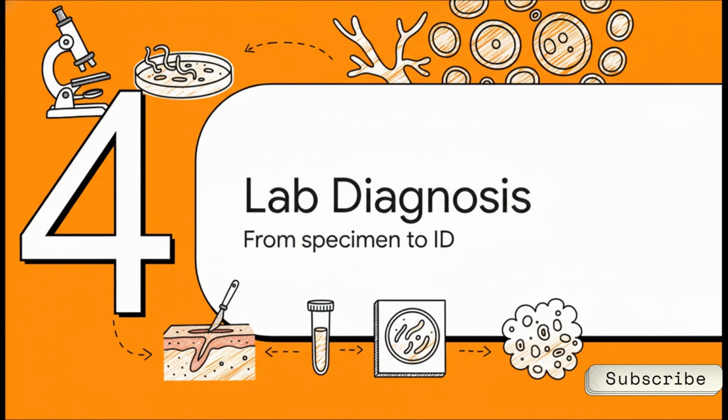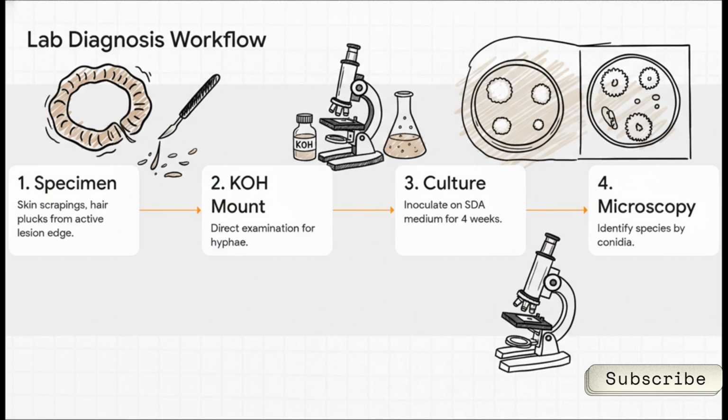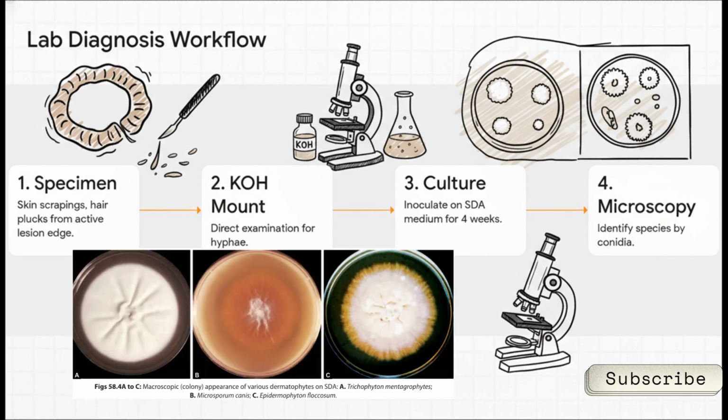Moving on to lab diagnosis. This is absolutely critical, especially for your practical exams. You need to know the steps to get from a simple skin scraping to an actual definitive identification. So the workflow is pretty straightforward. Step 1, get your specimen. You're going to take skin scrapings or pluck some hairs. Step 2, do a direct examination with a 10% KOH mount. The potassium hydroxide dissolves all the human cells, leaving just the fungal elements behind so you can see them clearly. Step 3, culture it. You'll use a special medium called SDA and let it grow for about 4 weeks. And finally, step 4, once it's grown, you'll do a microscopic ID, usually with an LPCB mount, to figure out exactly which fungus you're dealing with.